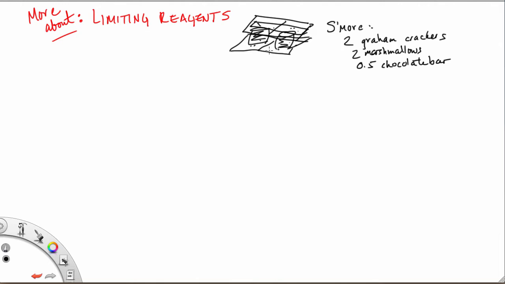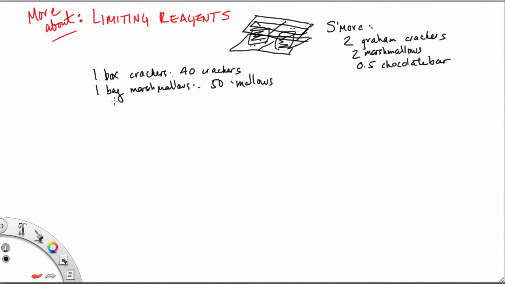let's say we have a box of graham crackers. Let's say that one box of crackers contains, I don't know, 40 crackers. And a box or a bag of marshmallows contains 50 marshmallows. And we have a package of candy bars. Let's say it has 8 bars in it. Okay.